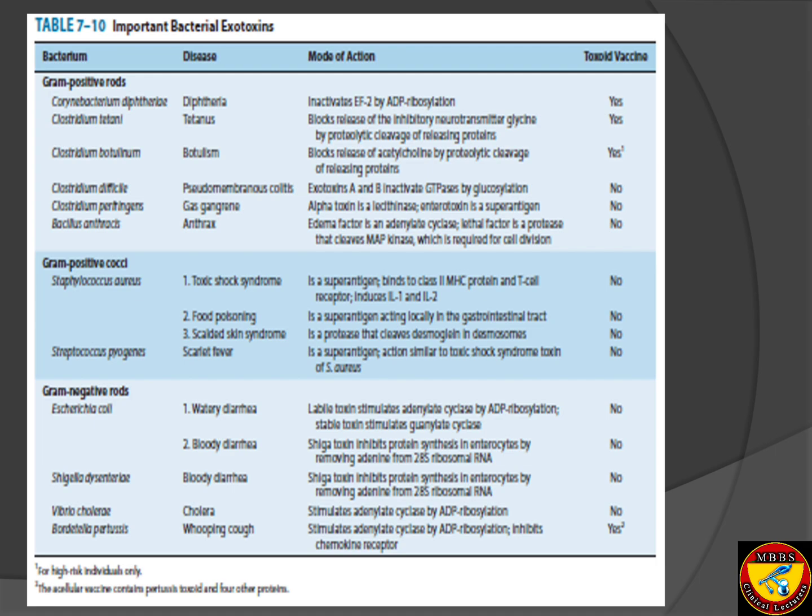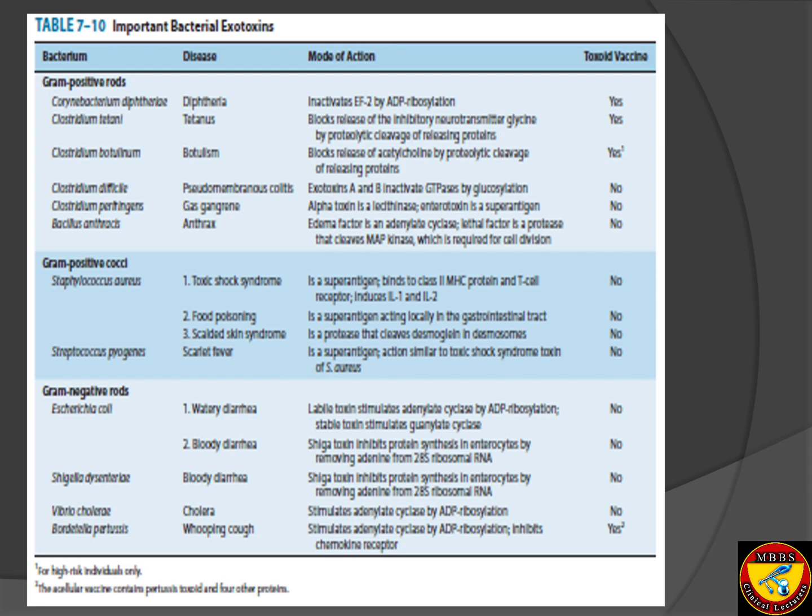Botulinum toxin causes botulism, and its mode of action is blocking the release of acetylcholine by proteolytic cleavage of release proteins. Then there is Clostridium difficile, which produces pseudomembranous colitis. Usually it occurs when a lot of broad spectrum antibiotics are taken by patients. It leads to C. diff infection, and in this case exotoxins A and B inactivate the GTPases by glucosylation.